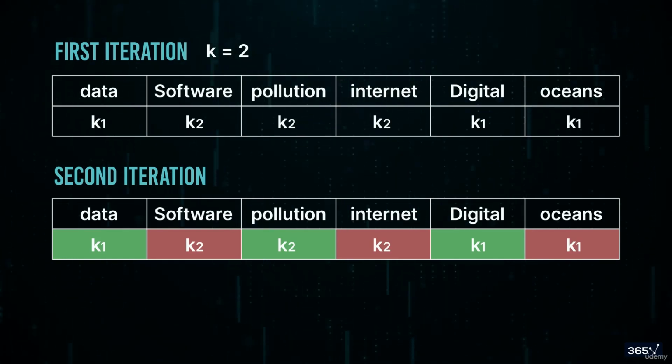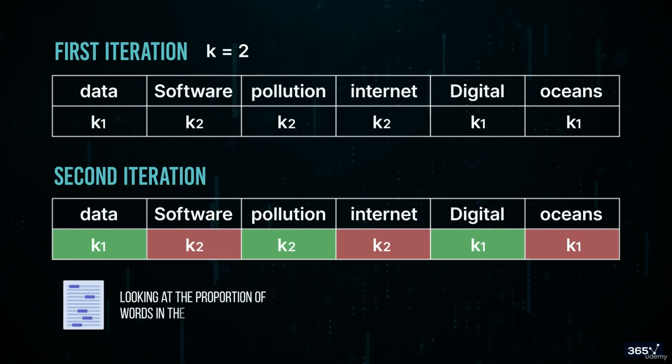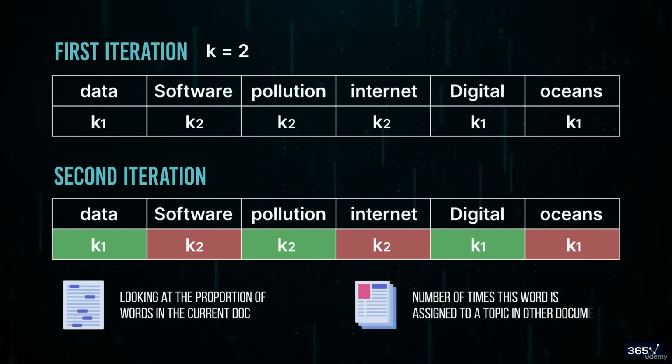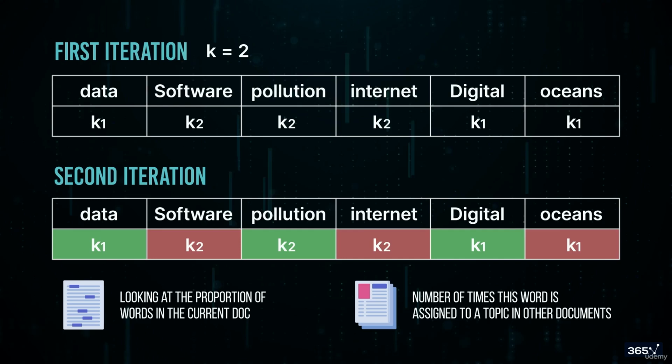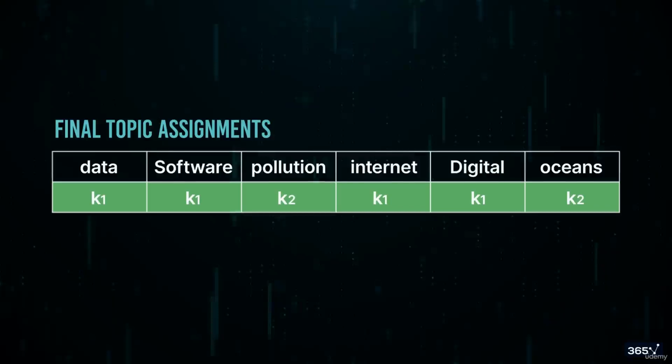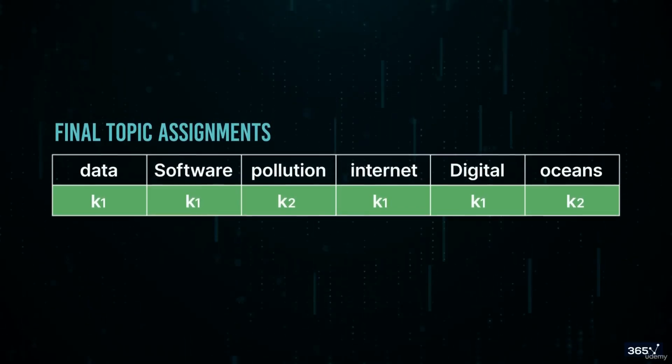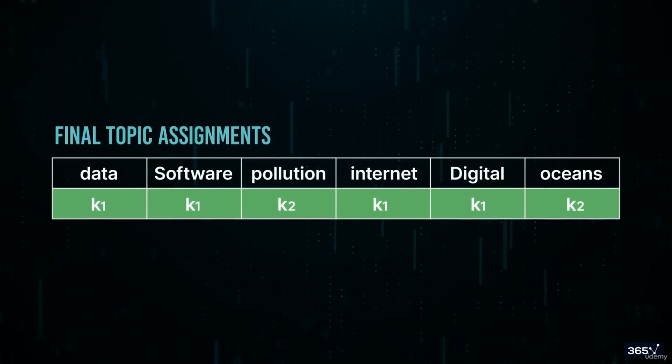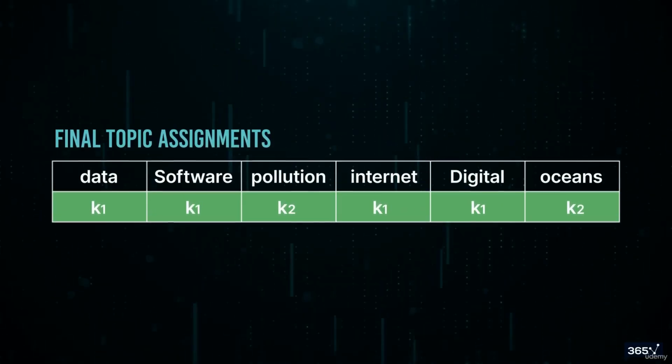LDA corrects the assignment by looking at the proportion of words in the current document assigned to a topic, and the number of times that this word is assigned to a specific topic in other documents. The algorithm iterates through this process multiple times until it reaches a steady state. It then gives us the final topic assignments for us to investigate. Now let's go to our notebook and see what this looks like in code.